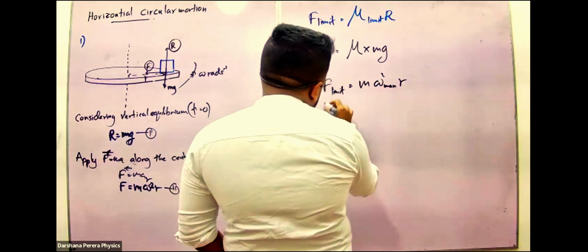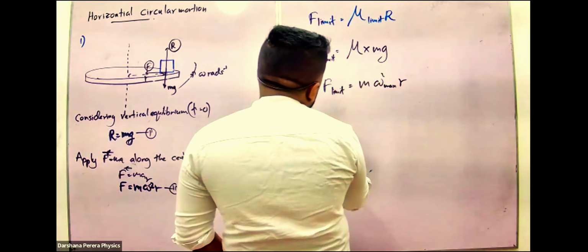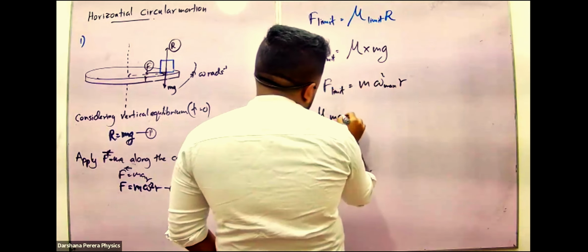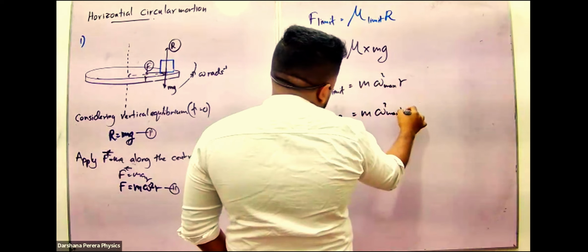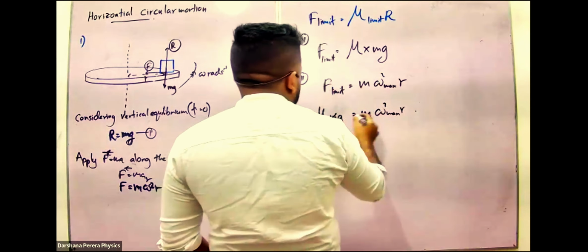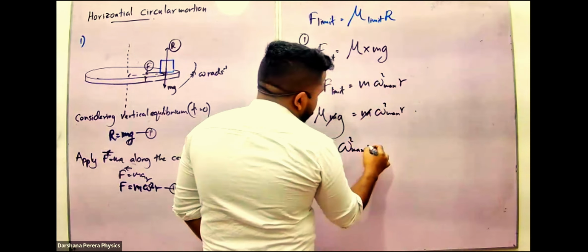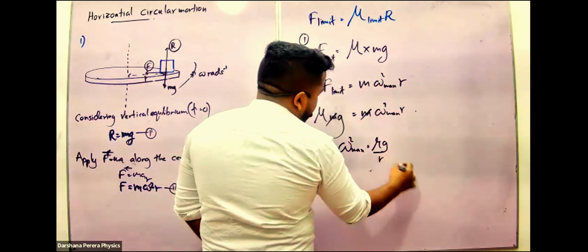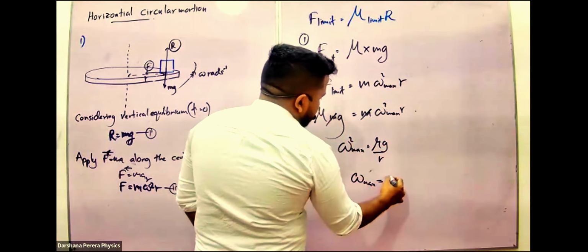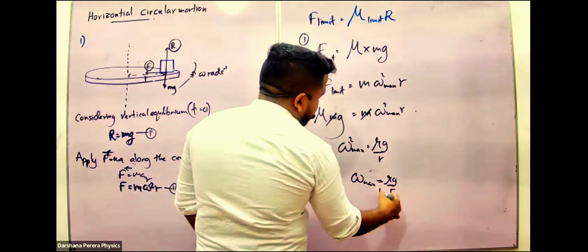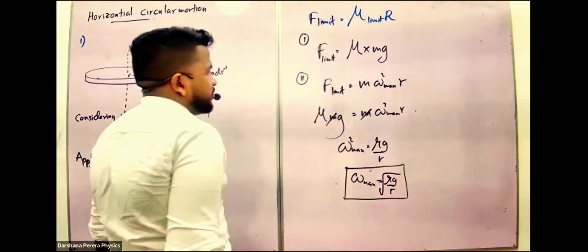The F limit is mu mg equals m omega square max r. Omega square max equals mu g over r. Omega max equals the root of mu g over r. This is the equation.